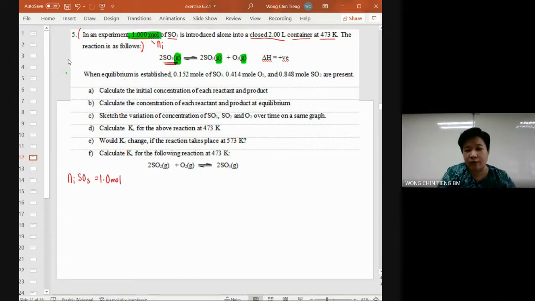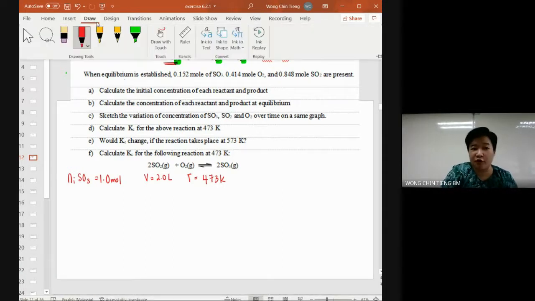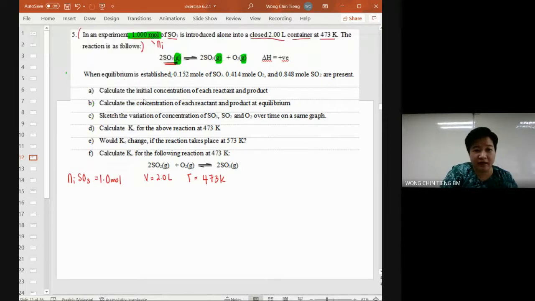Look at the way that I write. Number of moles can be initial or equilibrium. Label. Back to one thing: label. So, introduce the volume given over here, 2 liter. The temperature given over here, 473 Kelvin. If my voice is too small or light, let me know. Next, finish off your question first before we start answering.